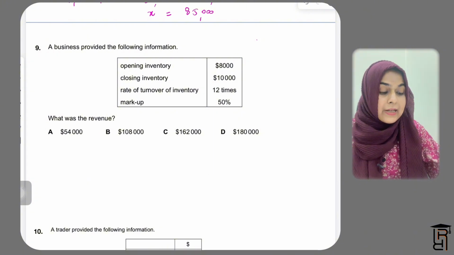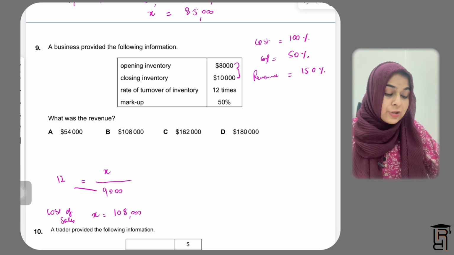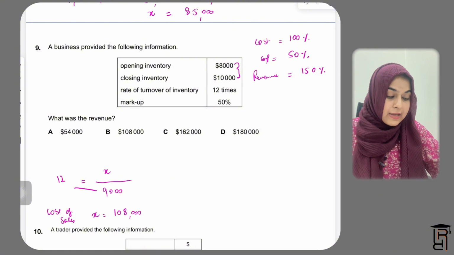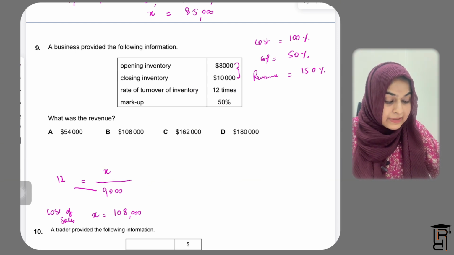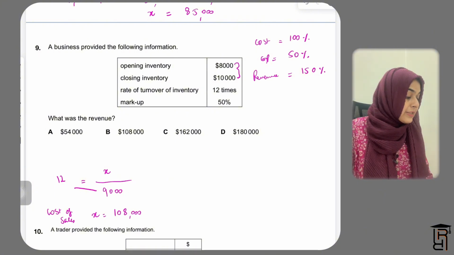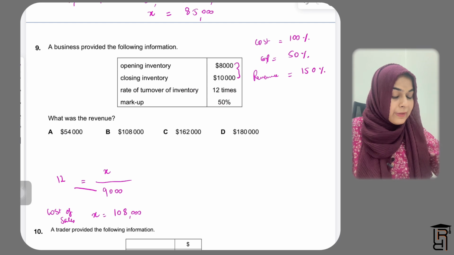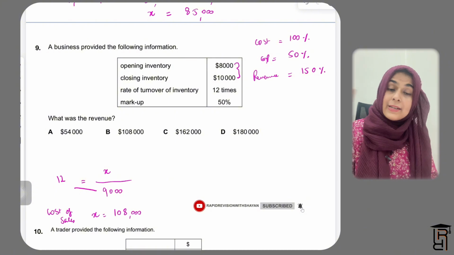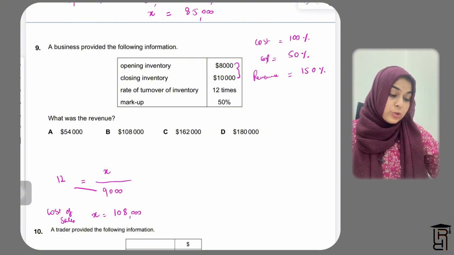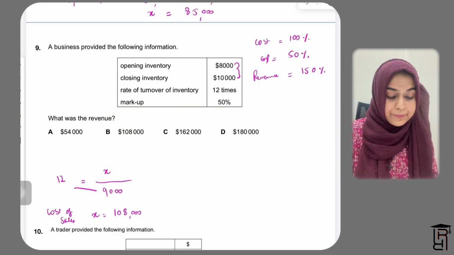And now I'll use cross multiplication again to find out the revenue in this case. So revenue is going to be X, which is 150%, and 100% is 108,000. When I cross multiply, I get my revenue: 150 multiplied by 108,000 divided by 100 gives X equal to 162,000, which is my revenue in this case. The answer will be C.